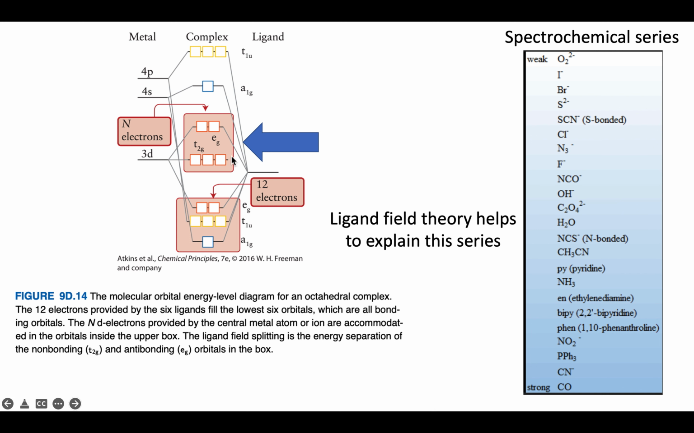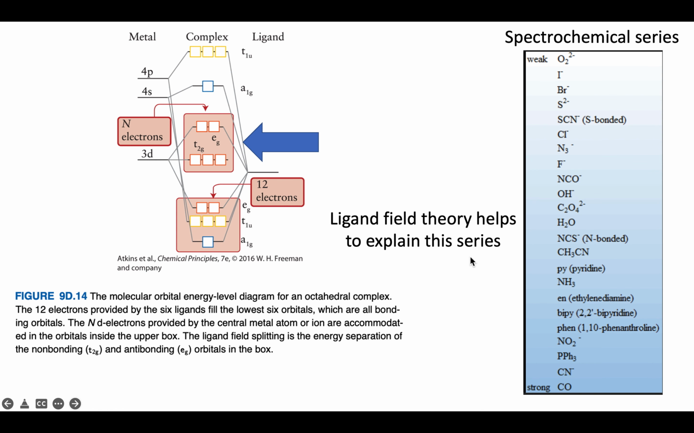If I wanted to make predictions as to whether the magnetic properties are a certain way, or if I change one ligand to another, how it might affect the color, both crystal field theory and ligand field theory are quite suitable. The main difference here is that ligand field theory helps me explain a series that I might otherwise have established just with experimental data.